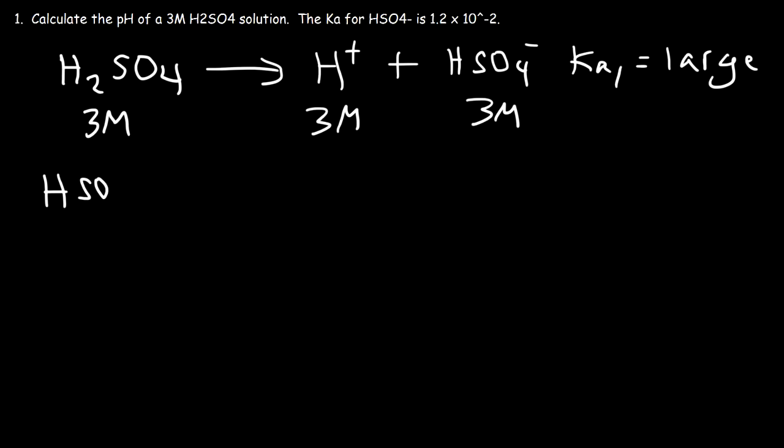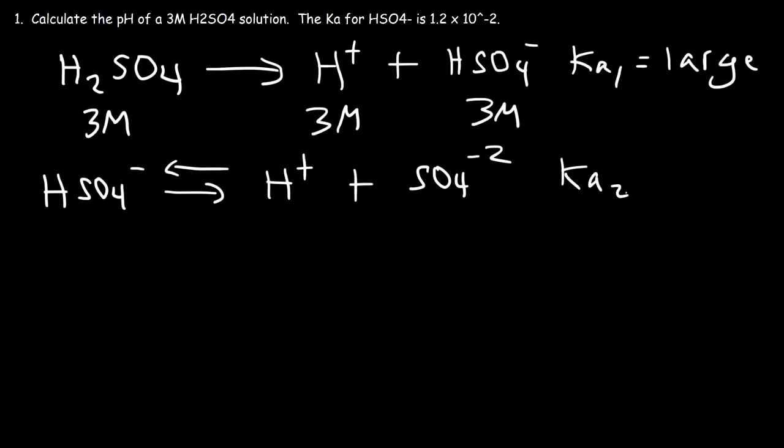Now the second proton doesn't come off so easily. And so this reaction is in equilibrium. And the Ka value for the second step is this number. It's 0.012. Now here's a question for you. The amount of H+ that we get in a solution from the second step, is it significant? It turns out that when the concentration is high, it won't be significant.